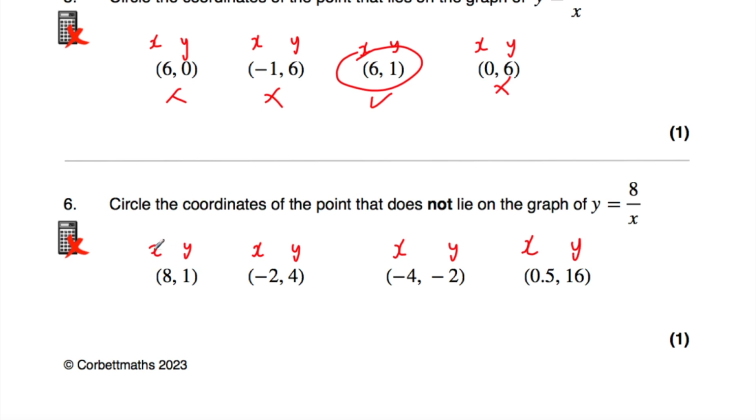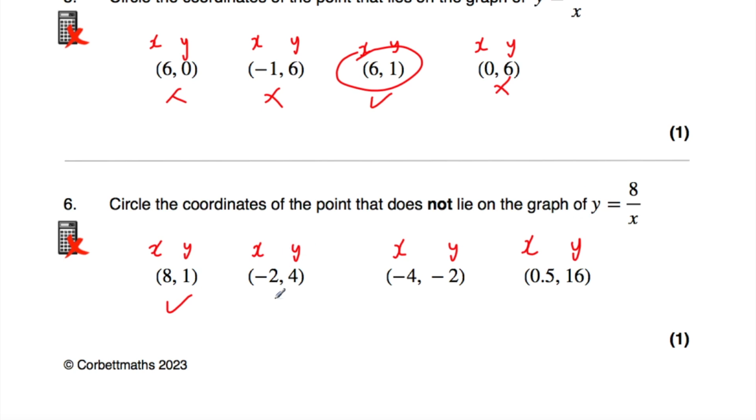So let's start off with this one. If x is equal to 8, you'd have 8 divided by 8, that's equal to 1. So yeah, that one lies on the graph. Now we're looking for the one that does not lie on the graph. Okay, if x is equal to -2, you'd have 8 divided by -2. A positive divided by a negative is a negative, so that'd be -4.